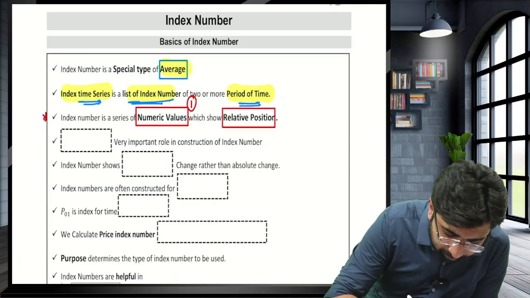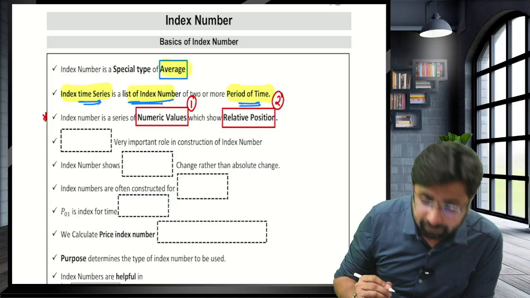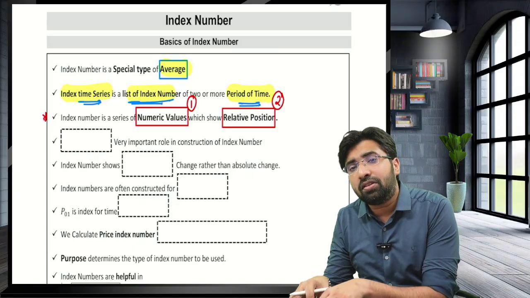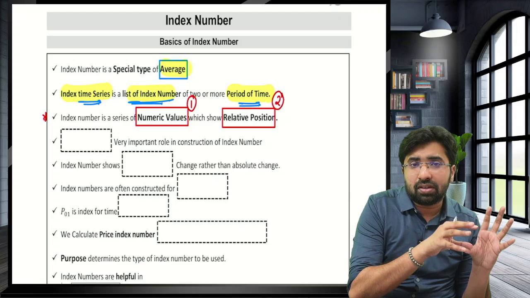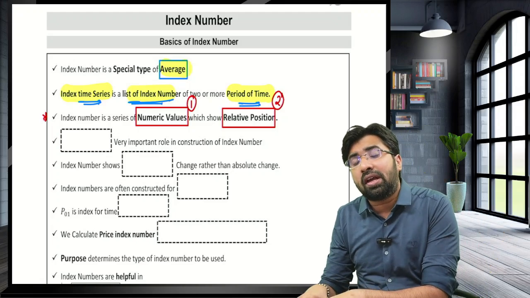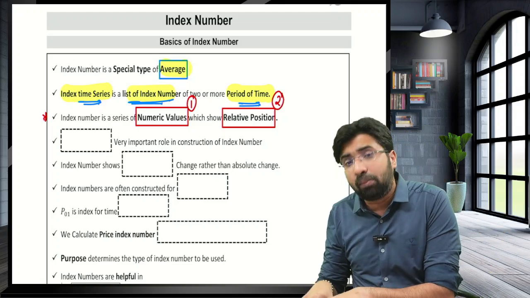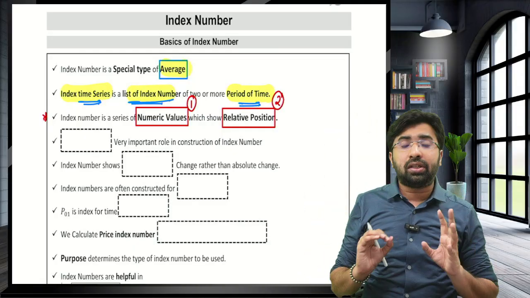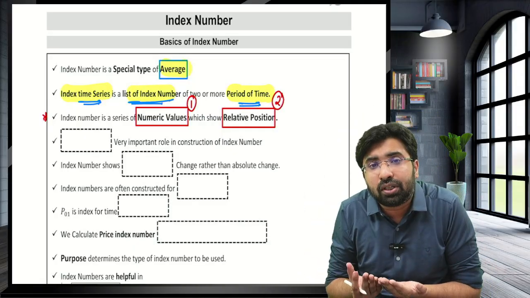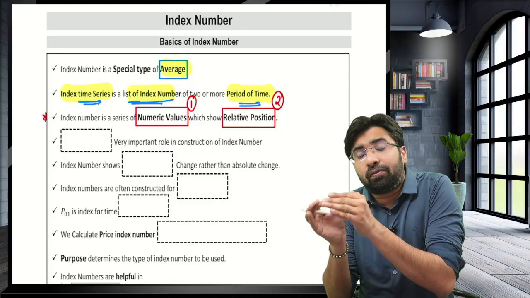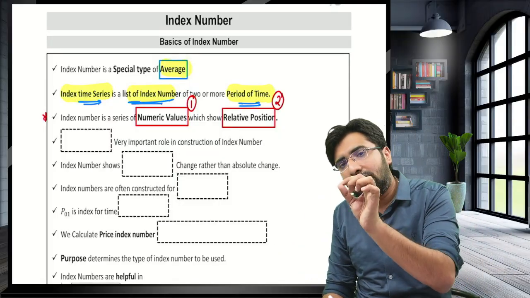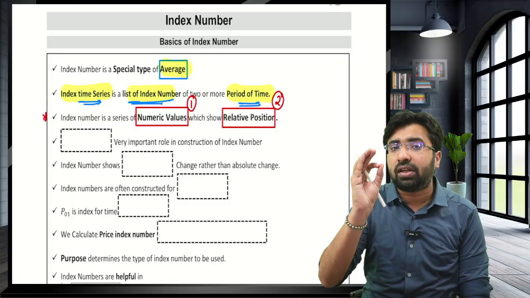Relative means, guys, it is always a comparative position. When you compare the price index, you are comparing the price of today with the price of the last year. When you are calculating the quantity index, you are comparing the consumption of rice in 2024 with respect to 2010. It is always a relative position. Relative means, guys, you are making a comparison of something with something else. So it is always a numeric value, and it shows the relative position.